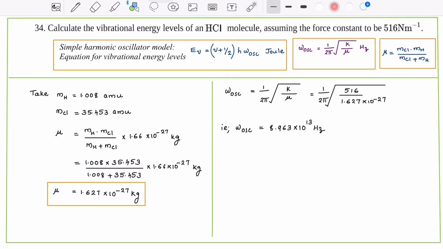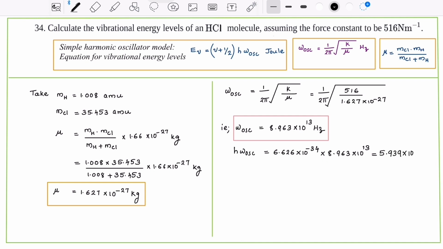Now let us find out ħω oscillation. ħω oscillation is equal to 6.626 × 10^-34 × 8.963 × 10^13 Hertz, and that is equal to 5.939 × 10^-20 joule. This is the value of ħω oscillation.